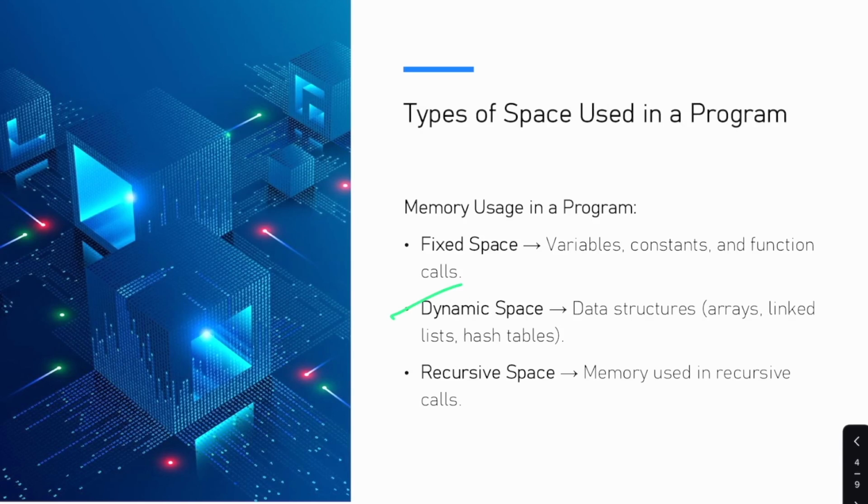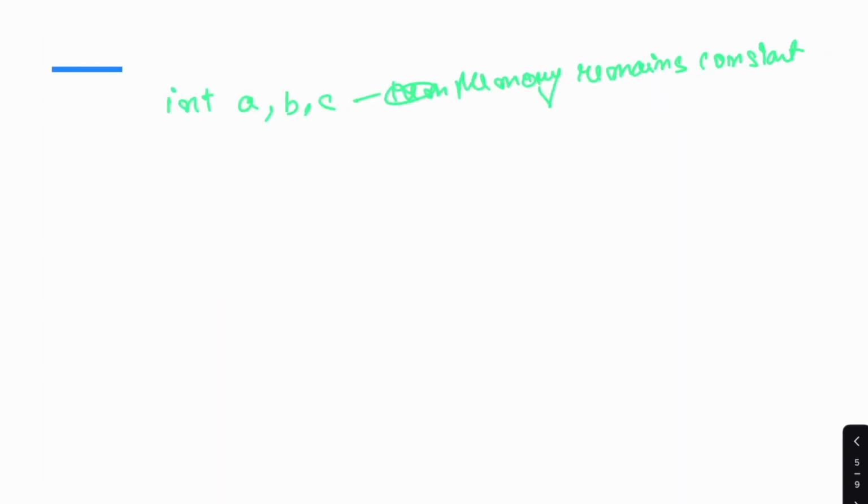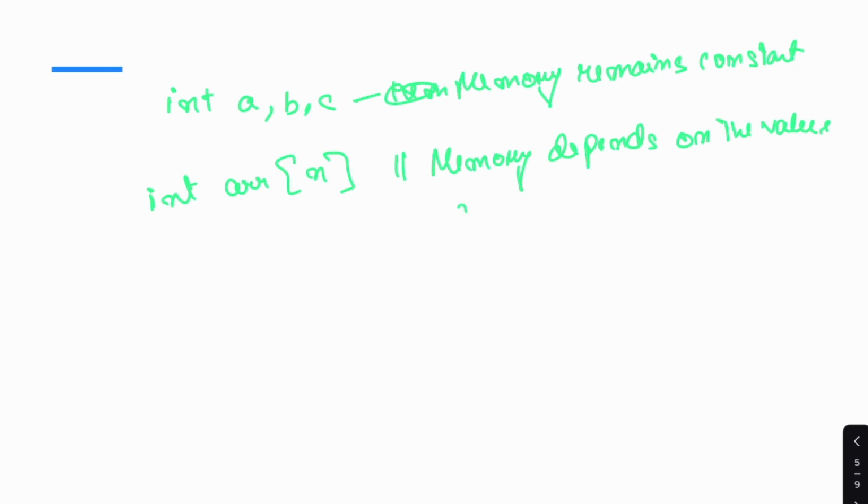Let's see the second one, dynamic space. Dynamic means they are going to change. This includes data structures like arrays, linked lists, and hash tables. They are going to grow as the input size increases. For example, when you declare an integer array of size n, the memory depends on the value of n. If n is 1, then the array will get an allocation of 1 integer. If n is equal to 1000, the array needs 1000 integers of space.